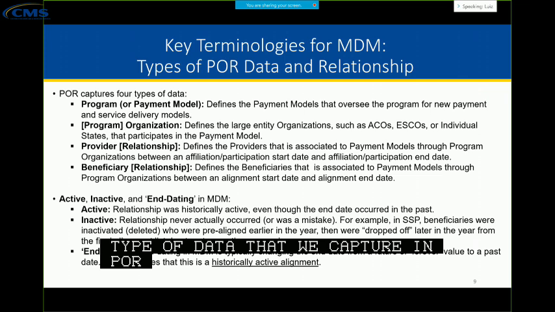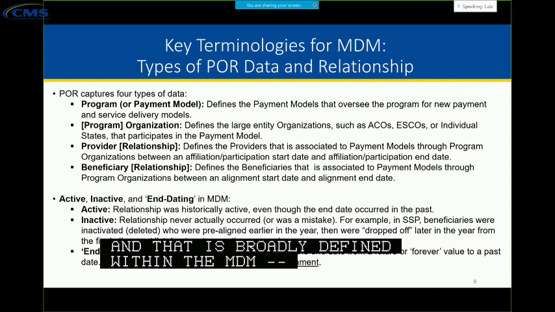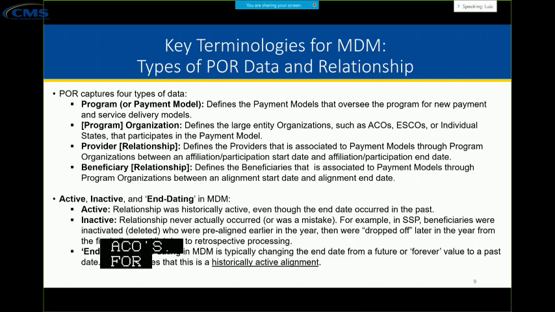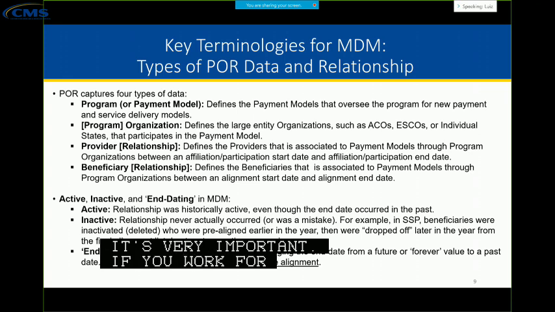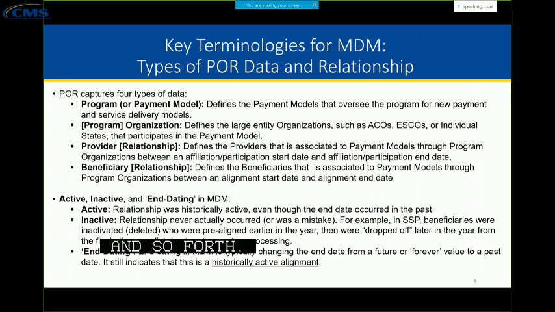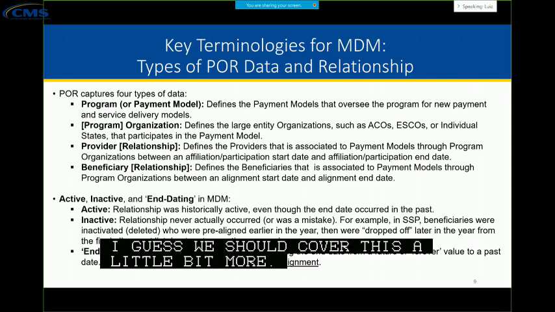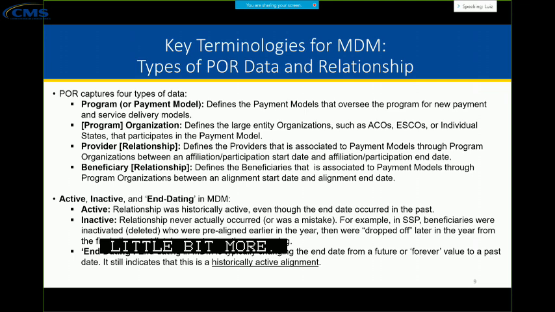For SSP, for example, there are ACOs. For CEC, there are ESCOs. For duals, there are states. Now, this is very important because you work with CMS, you have provider organizations and so forth. We're trying to emphasize here that these are large organization entities that facilitate those alignments. So it's broadly defined. That's part of the challenge of trying to model this into MDM, but Nagesh is going to cover this a little bit more. It's more important to define the organization per model than to just leave it as organization.